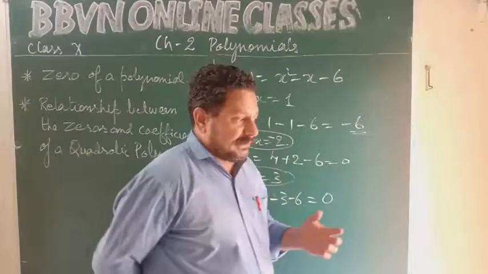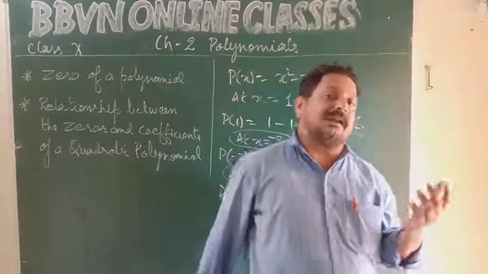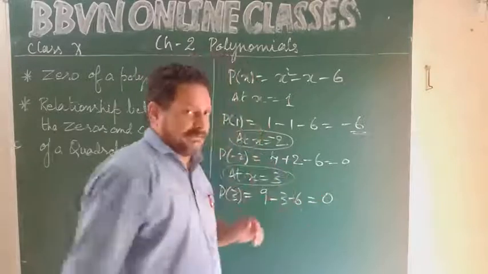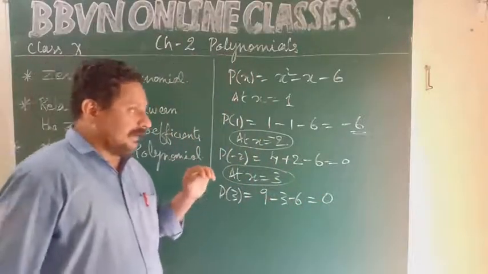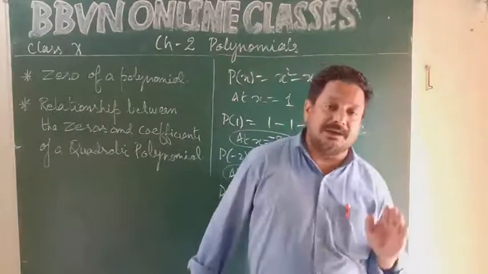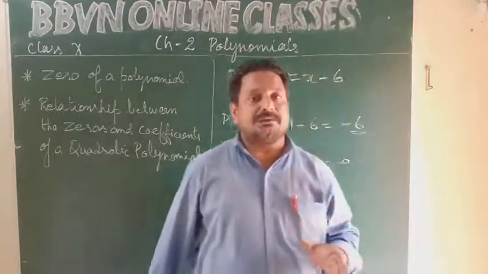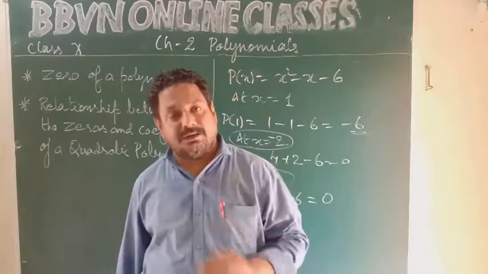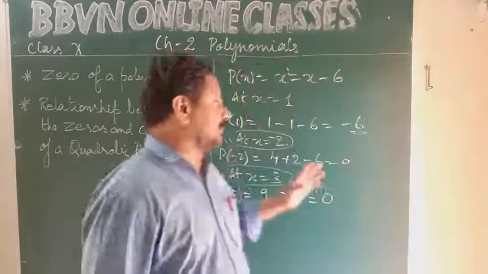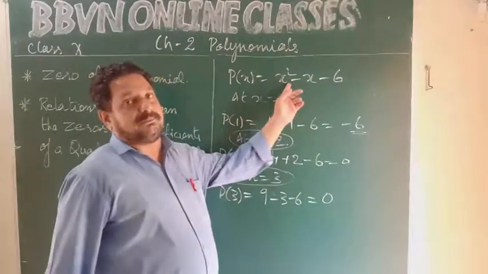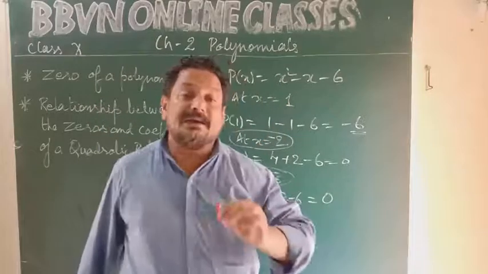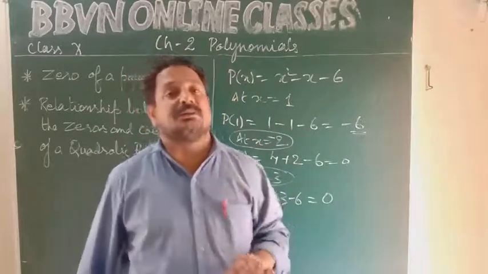So a simple question, how many zeros can a polynomial have? The maximum number of zeros of any polynomial is always equal to the order of the polynomial, the degree of the polynomial. See, this is a quadratic polynomial, right? So its degree is how much? 2. So it can have maximum 2 zeros, right?